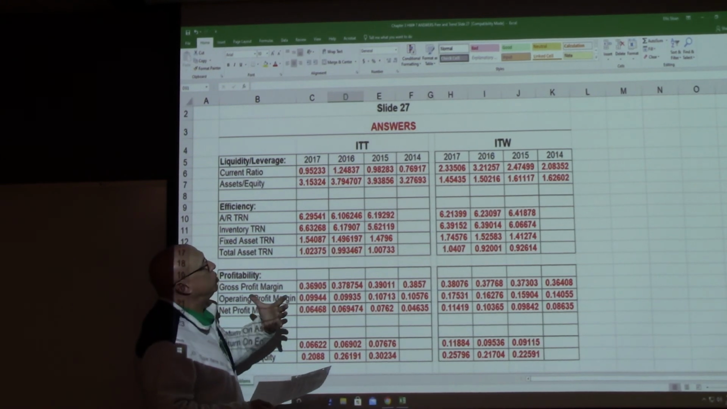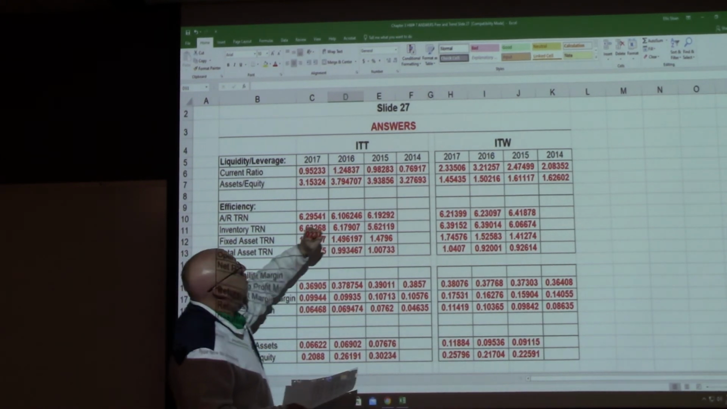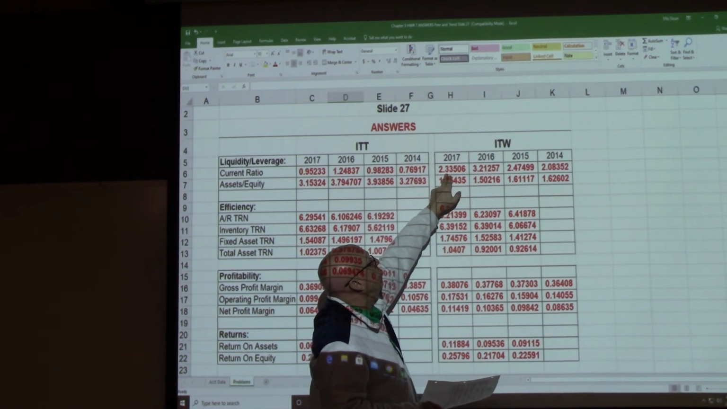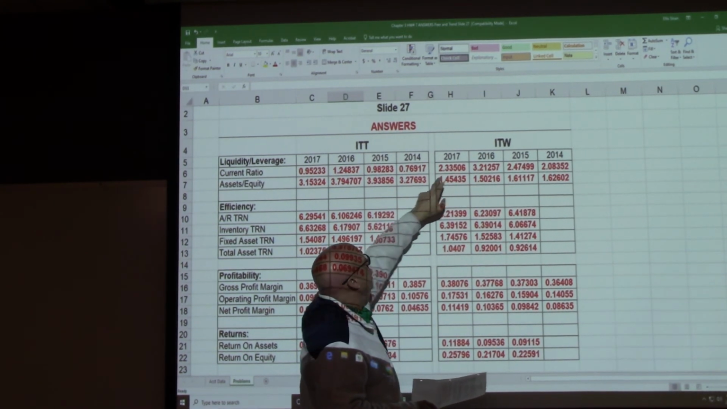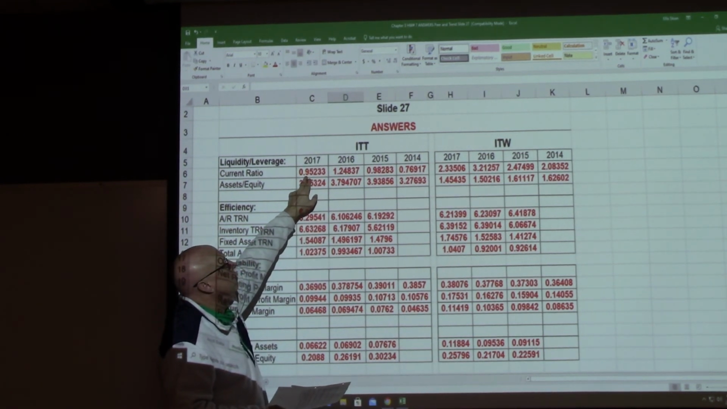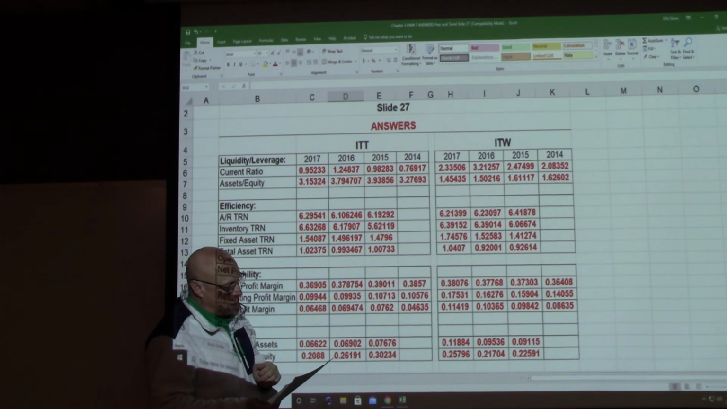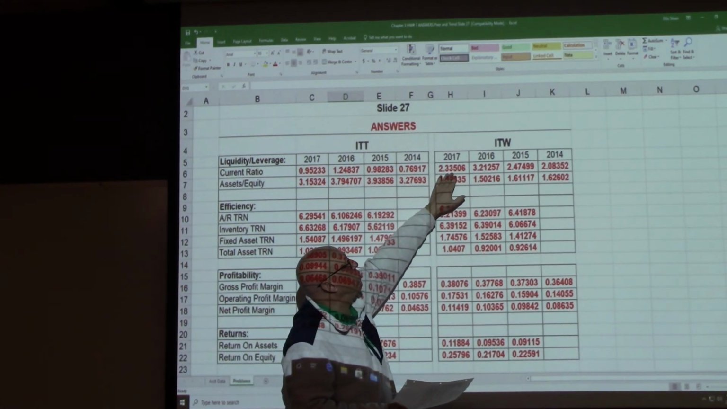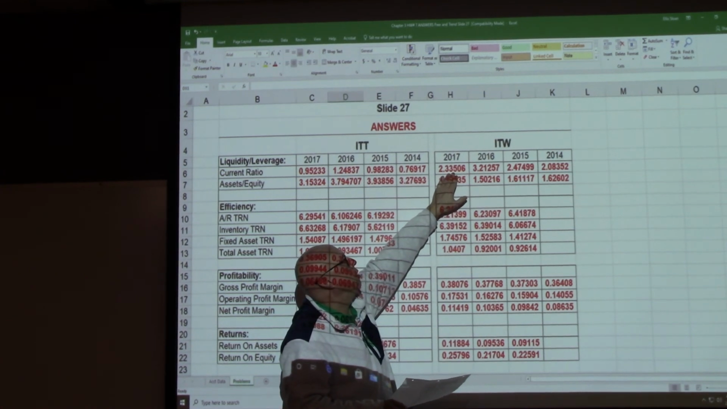And right now, which company is more liquid is going to be ITW, because their current ratio is 2.34 and ITT's current ratio is 0.95. So the answer to the first question is ITW. The higher this ratio is, the more liquid a company is.